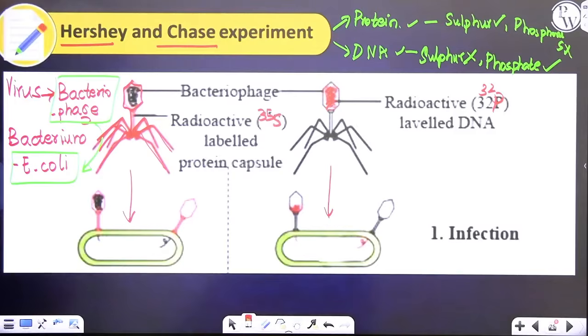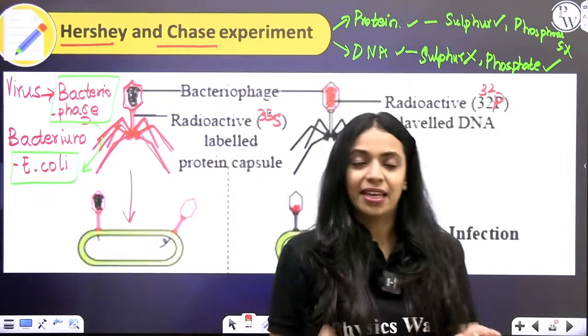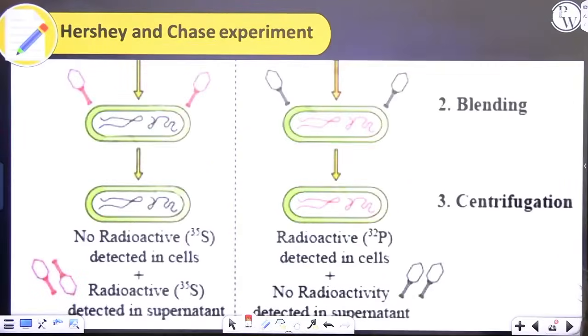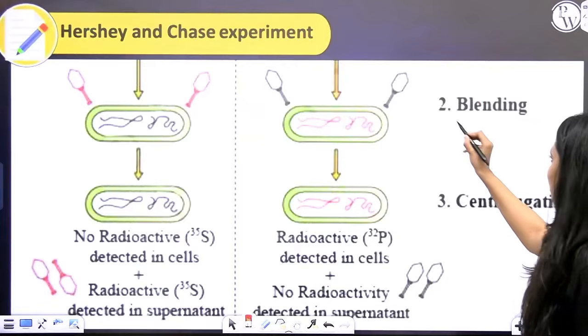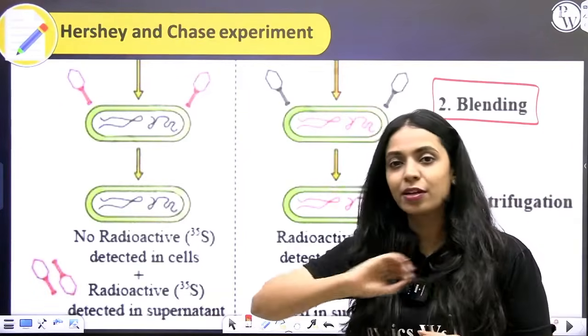Back then, they did not know. Okay. So what they did was, they took bacteriophage and used it to infect the E. coli bacteria. What they did next was, with the help of a blender, they removed the protein coat.